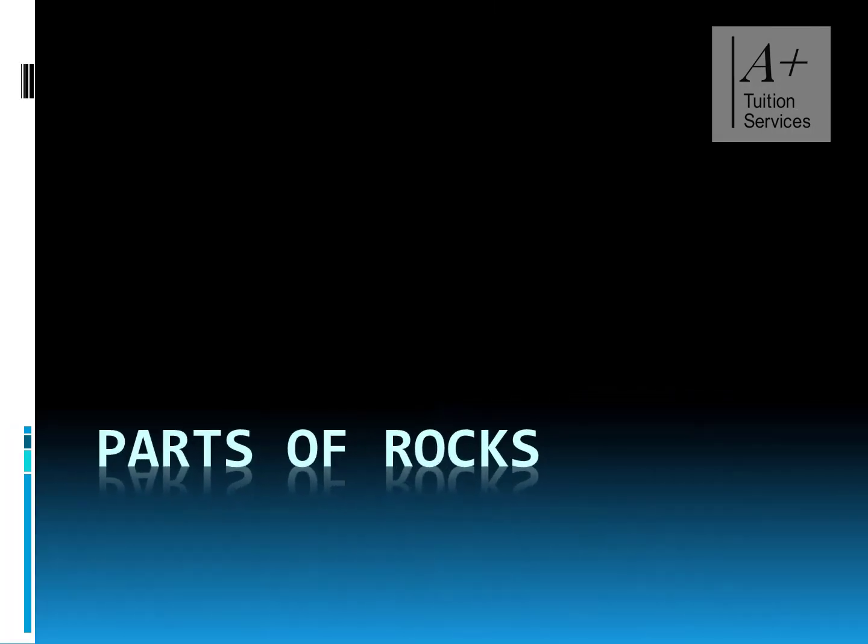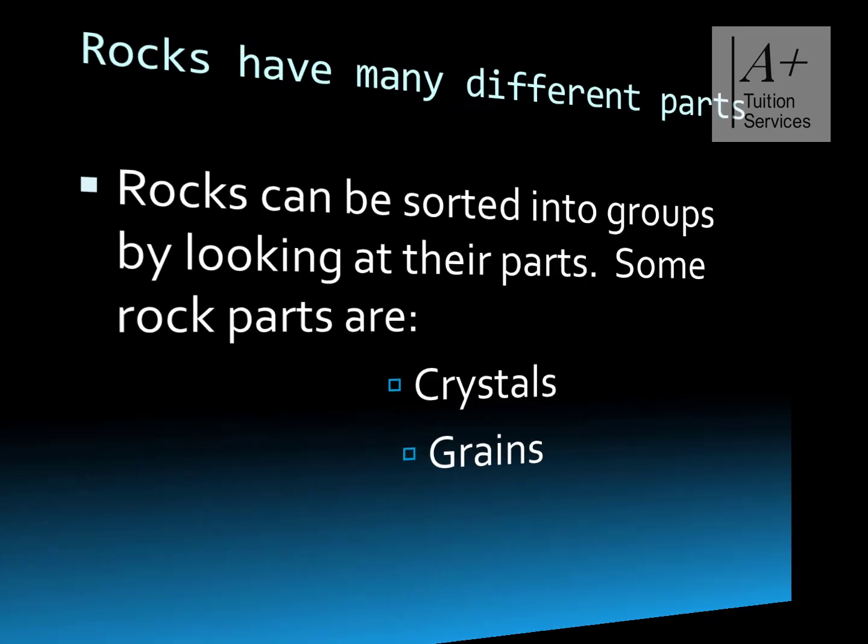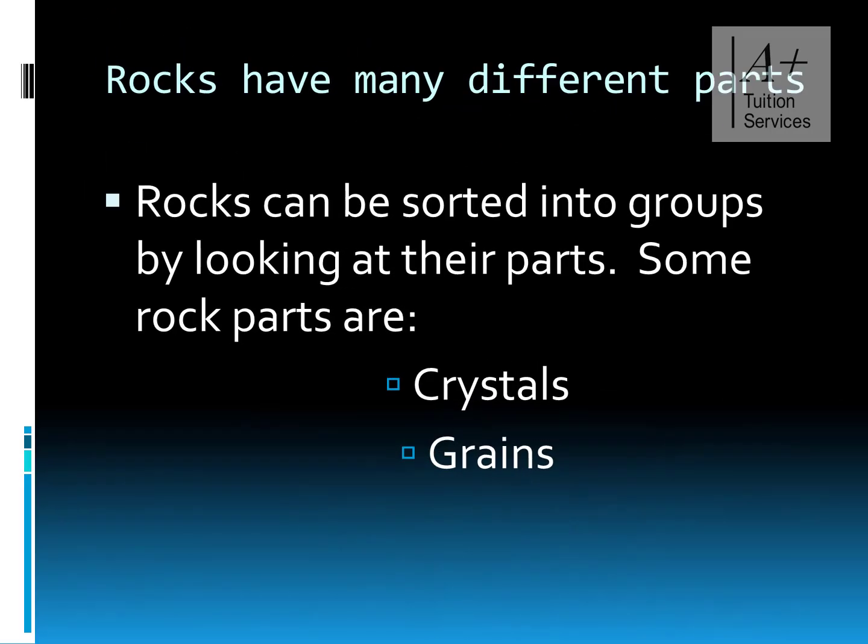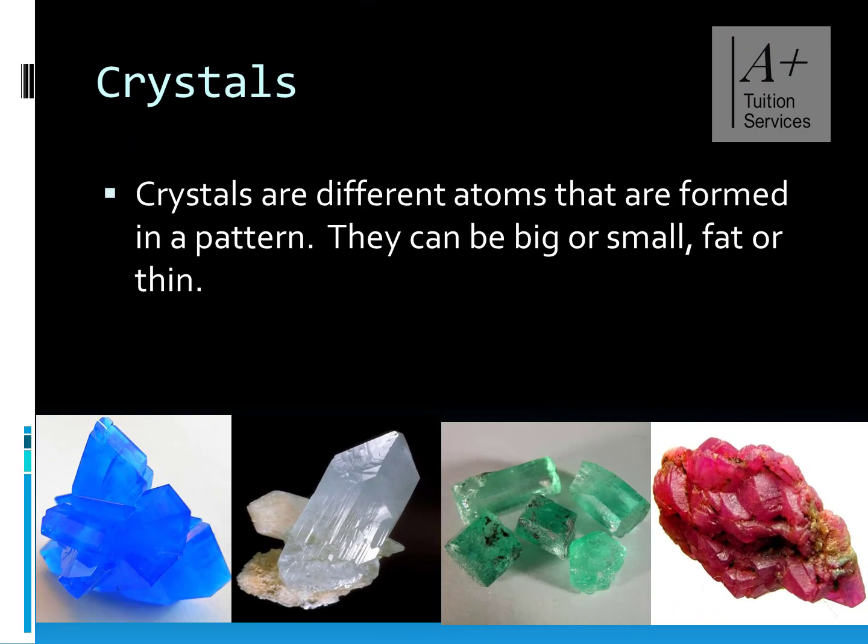We move on now to the parts of rocks. Rocks have many different parts. Rocks can be sorted into groups by looking at their parts. Some rock parts are crystals or grains. Crystals are different atoms that are formed in a pattern. They can be big or small or flat or thin. The pictures below on the screen are what crystals look like. Crystals don't usually look like a regular rock. They look more jewel-like in quality.